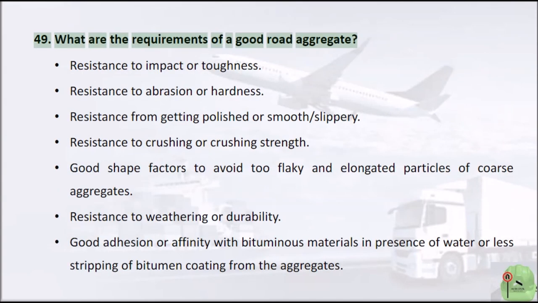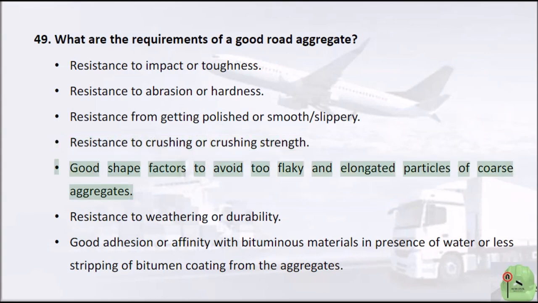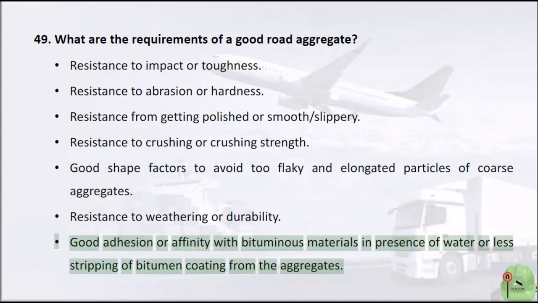What are the requirements of a good road aggregate? Resistance to impact or toughness. Resistance to abrasion or hardness. Resistance from getting polished or smooth slippery. Resistance to crushing or crushing strength. Good shape factors to avoid too flaky and elongated particles of coarse aggregates. Resistance to weathering or durability. Good adhesion or affinity with bituminous materials in presence of water or less stripping of bitumen coating from the aggregates.